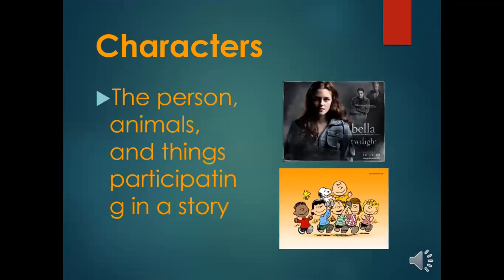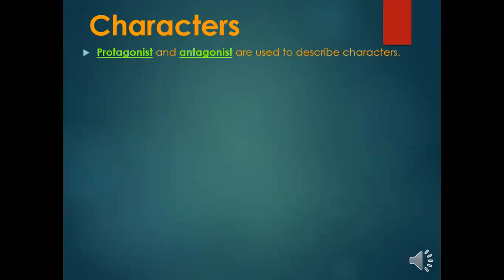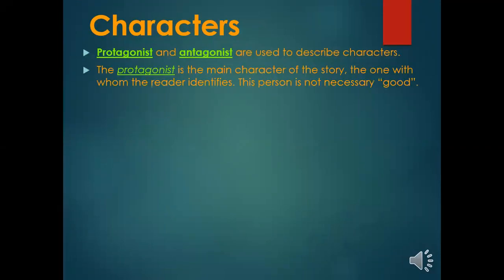Characters. Persons, animals, and things participating in a story. We have protagonist and antagonist, which are used to describe characters. The protagonist is the main character of the story, the one with whom the reader identifies. This person is not necessarily good.